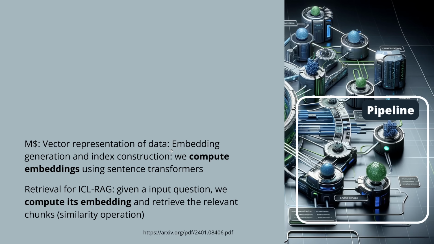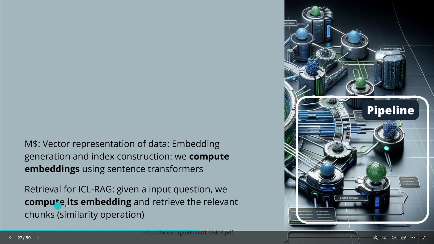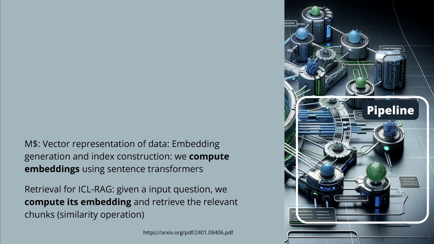And interestingly, although they have the GPT-4 model and all the embeddings, they computed the specific embeddings of the knowledge domain of the data using sentence transformers, using SBERT. And then for the retrieval, for the ICL RAG, they were given an input question. They, of course, took this question, computed its specific vector embedding, and then retrieved the relevant chunks in a similarity operation, you know, cosine similarity or any other similarity metric that you want to apply. So this is what they did here.